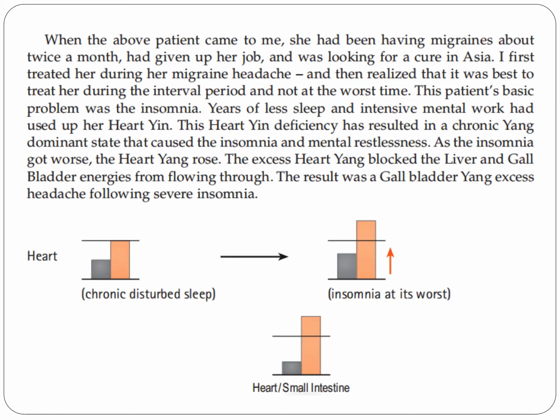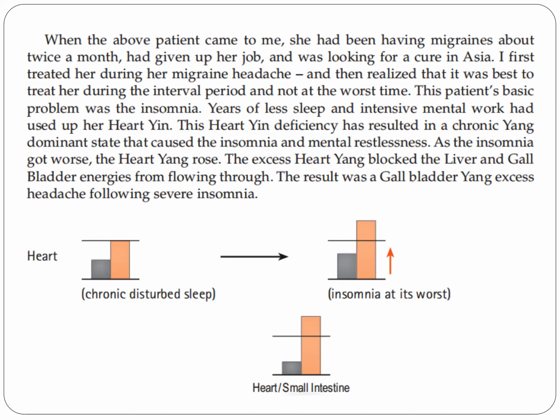Years of less sleep and intensive mental work had used up her heart yin. This heart yin deficiency has resulted in a chronic yang dominant state that caused the insomnia and mental restlessness. So the insomnia became worse, and the heart yang rose. The excess heart yang blocked the liver and gallbladder energies from flowing through. The result was a gallbladder yang excess headache following severe insomnia.